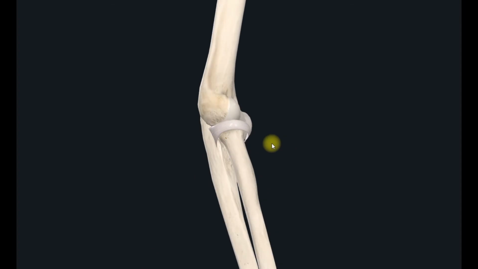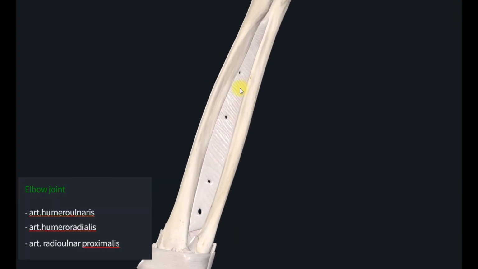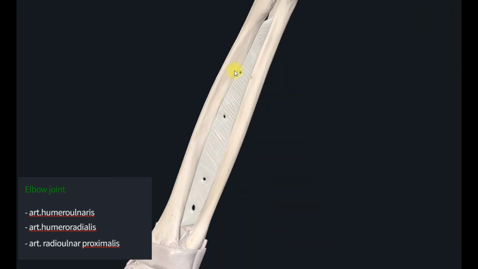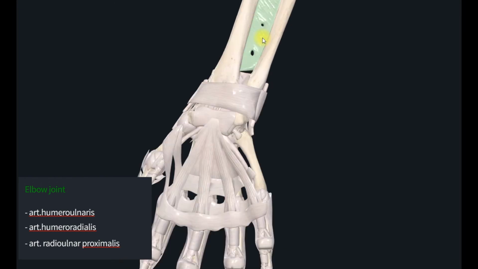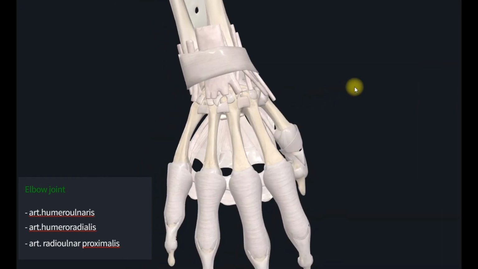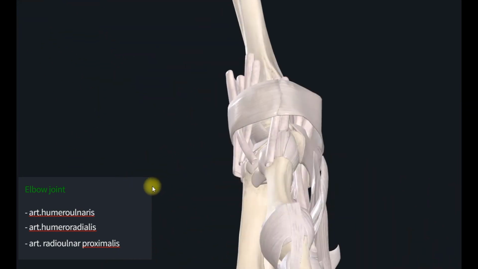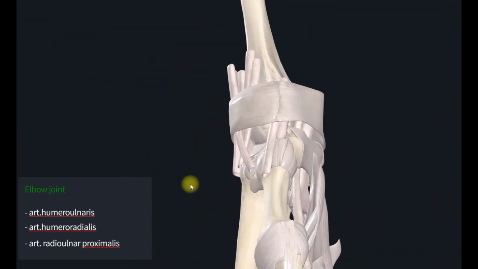Next articulation in this region is the interosseous membrane, which is present between the radius and ulna and fills all the space between these two bones. It also has several foramens for the passage of some nerves and vessels. It also separates two compartments of the forearm, anterior and posterior. The next joint of this region is the radiocarpal joint, which is hidden beneath the synovial sheath.